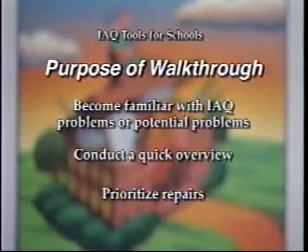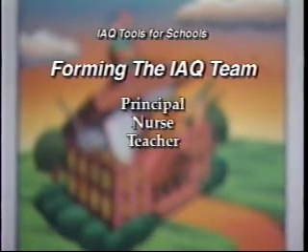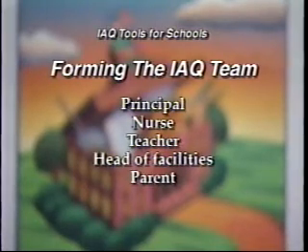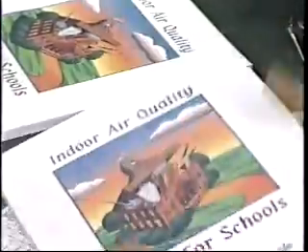But before we start, let's go over some suggestions on how to organize your team to implement the IAQ Tools for Schools kit. IAQ Tools for Schools recommends forming a team of 5 or 6 people. A good team might consist of the school principal, a school nurse, a teacher, the head of the facilities staff, a concerned parent, and possibly a school business official or public health official. The team designates a leader, the IAQ coordinator, and together they implement a management plan for the school. Now, it's important to involve and educate the entire school community. The kit contains samples of memos to use in the team's communication efforts.